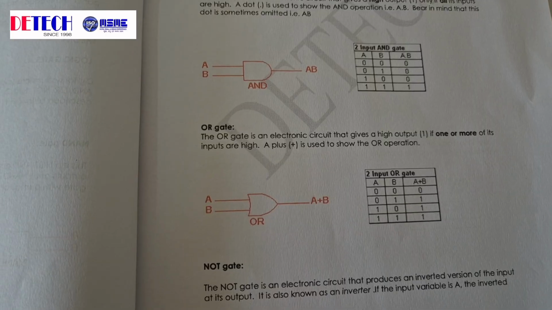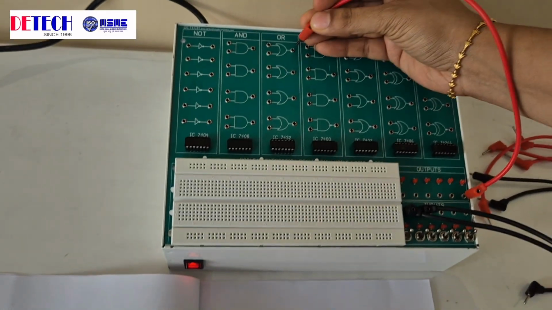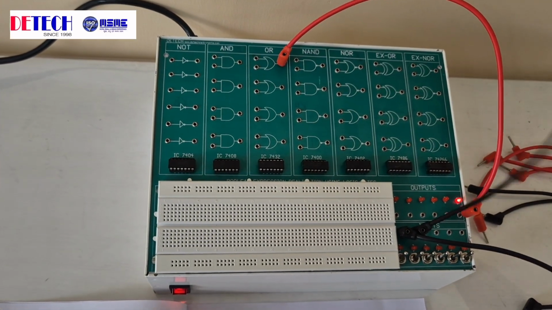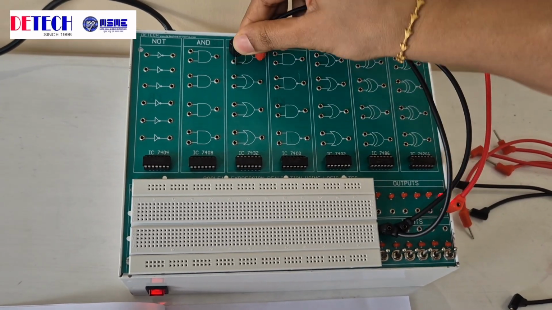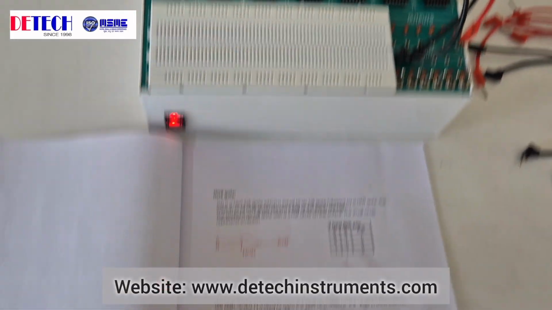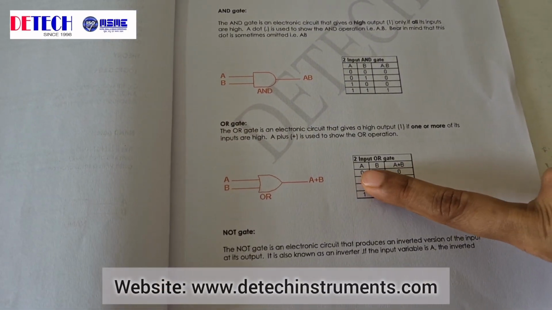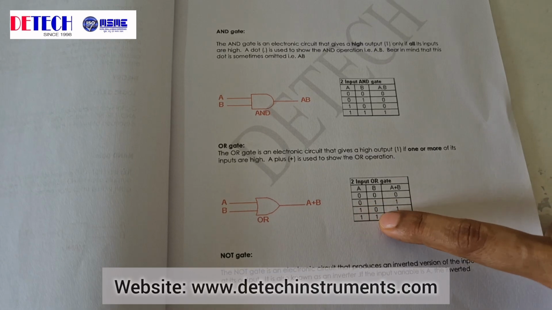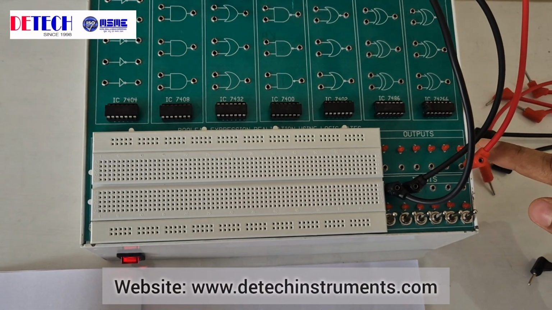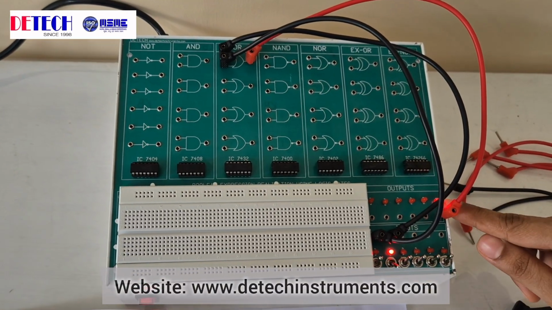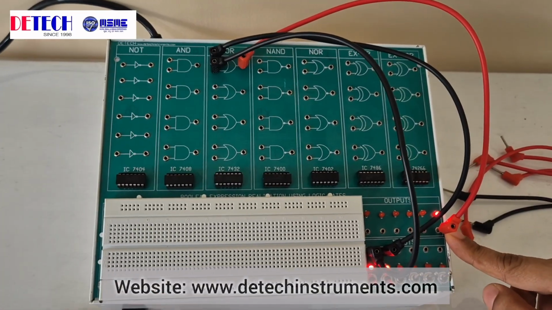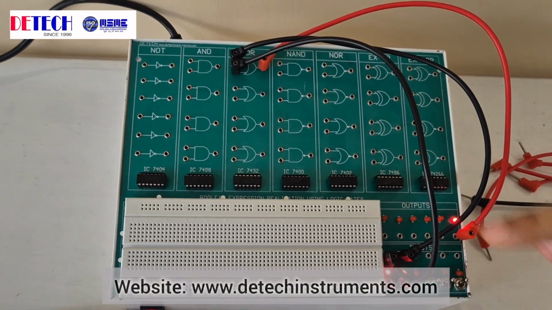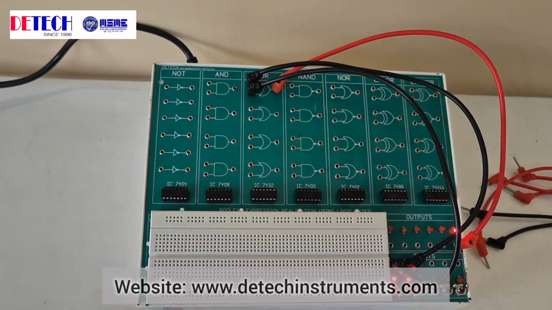Next, let us verify for the OR gate. Let's connect the output and the inputs. So for the OR gate truth table, for 0 0 output is 0, and for all other combinations the output will be 1. So we have 0 0 and the output here is 0. For 0 1 the output is 1. For 1 0 the output is 1. For 1 1 the output is 1. Hence we have verified the truth table for the OR gate. You can do the same for all the other OR gates.